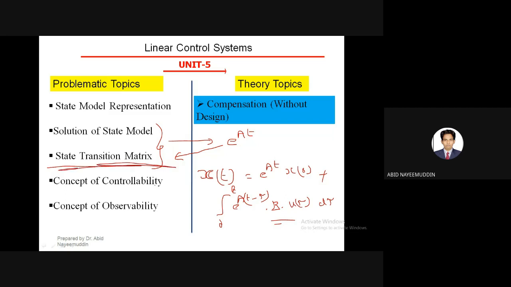In the next class one last concept is there, the concept of controllability and observability, which will conclude unit 5 of the complete control systems. I am going to discuss that in the next class.